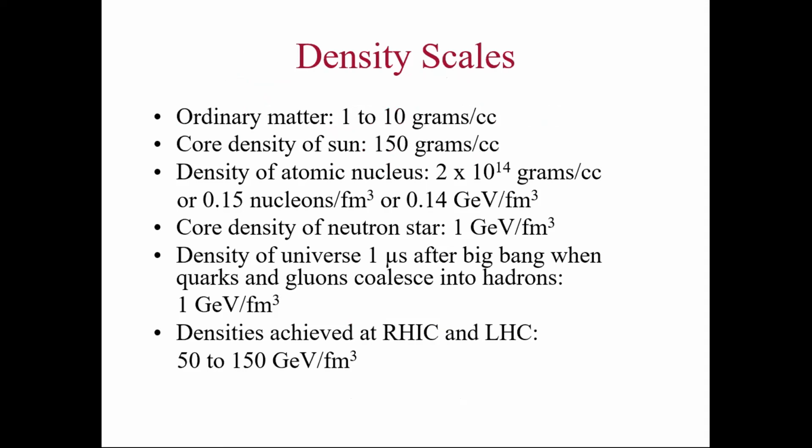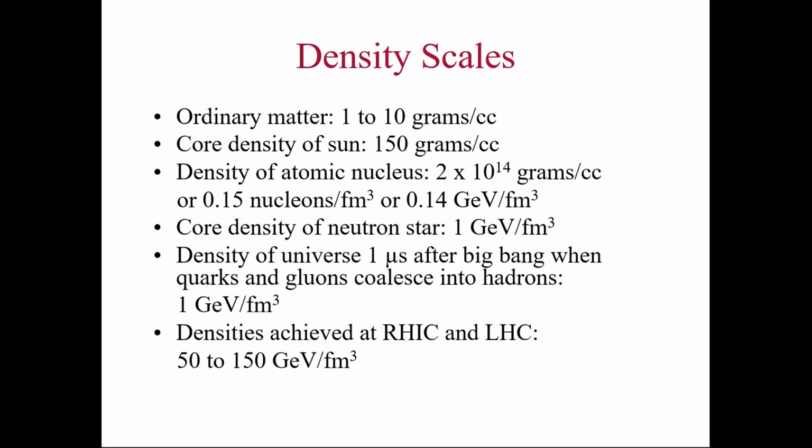So just a very quick introduction to show what sort of scales we're talking about. Ordinary matter is 1 to 10 grams per cc. Core density of the sun is 150 grams per cc, which actually isn't all that much compared to ordinary matter. Density of the atomic nucleus, 2 times 10 to the 14th grams per cc, and that's a number that we usually use to the funding agencies to impress them with how dense matter is. But in more natural units, it's about 0.15 nucleons per cubic Fermi or 0.14 GeV per cubic Fermi.